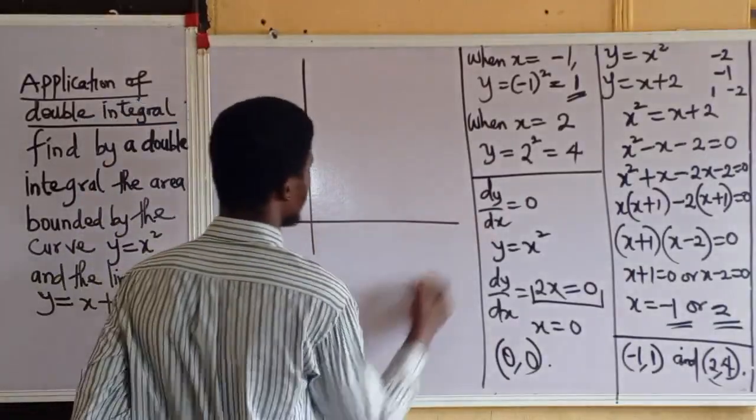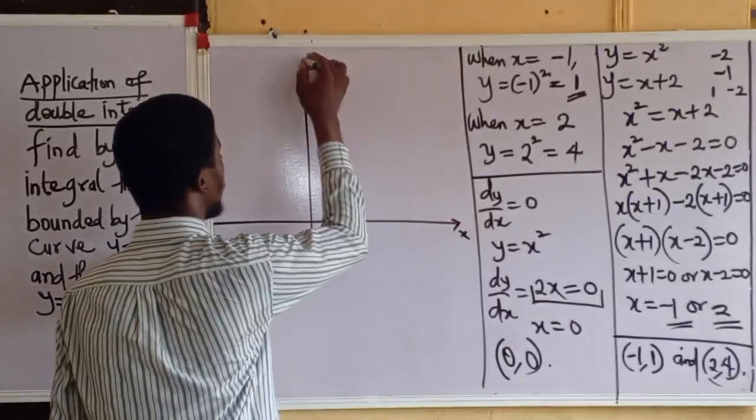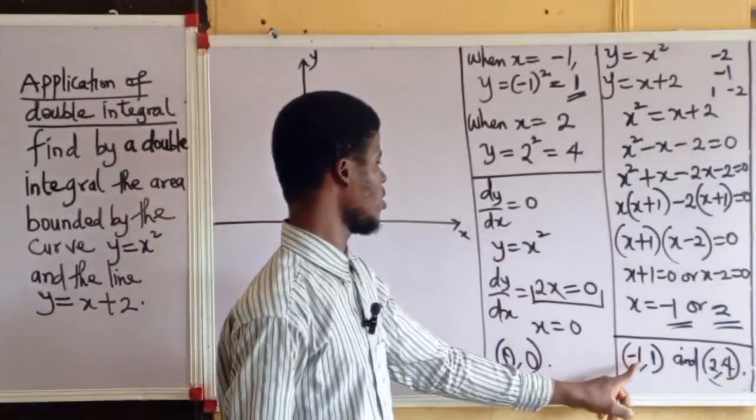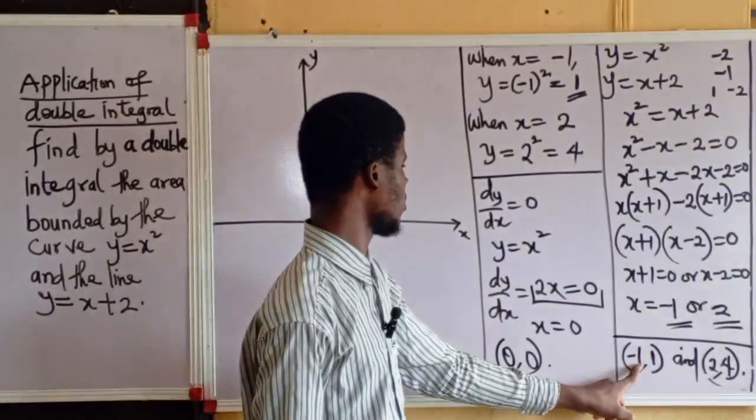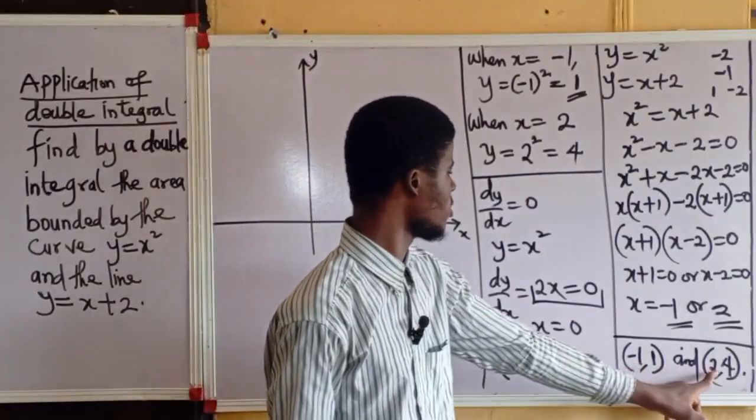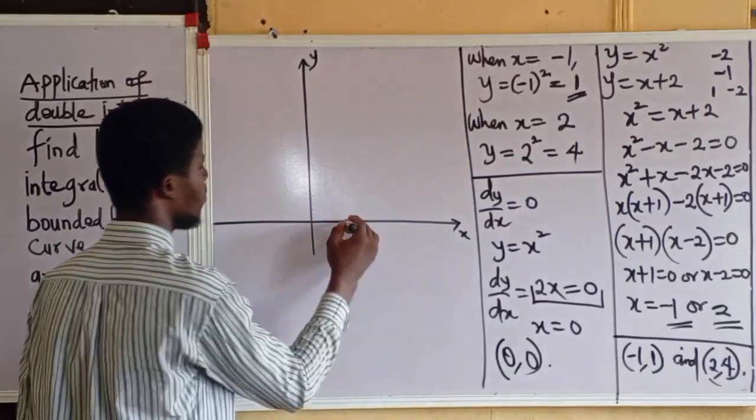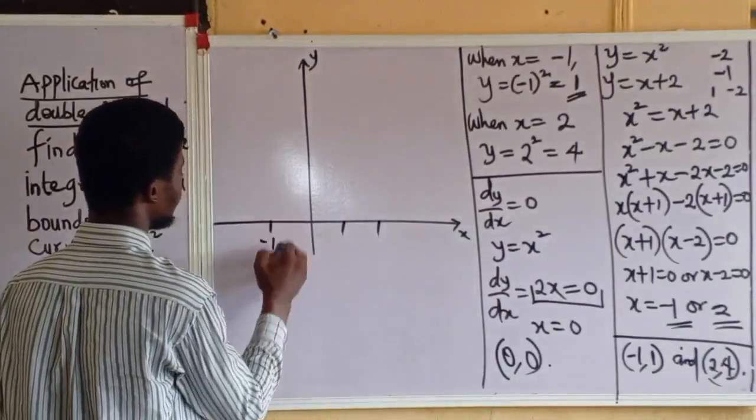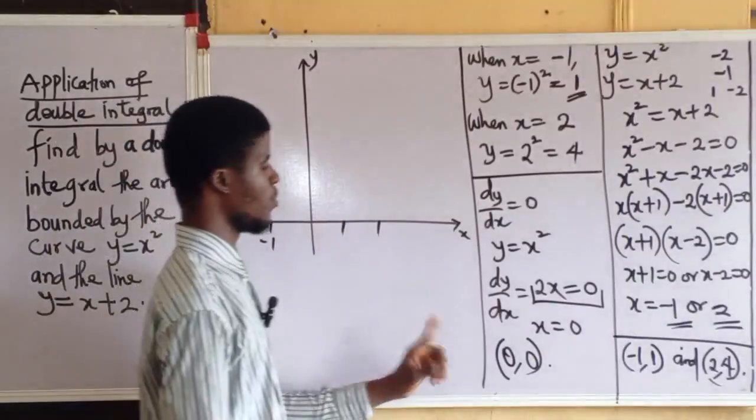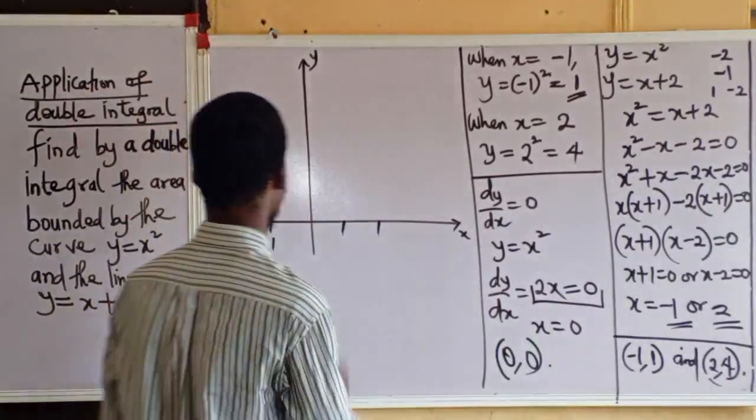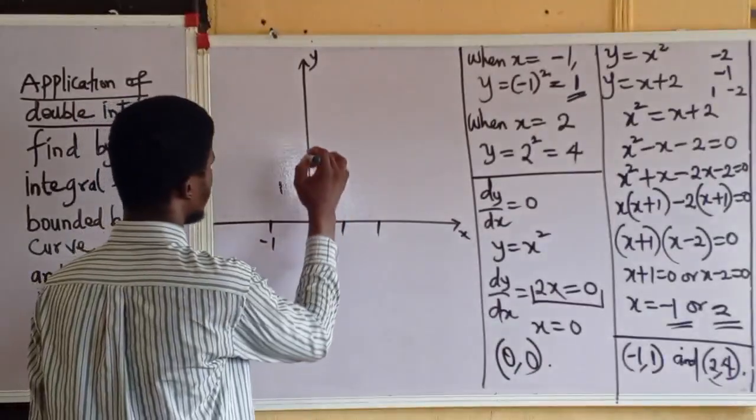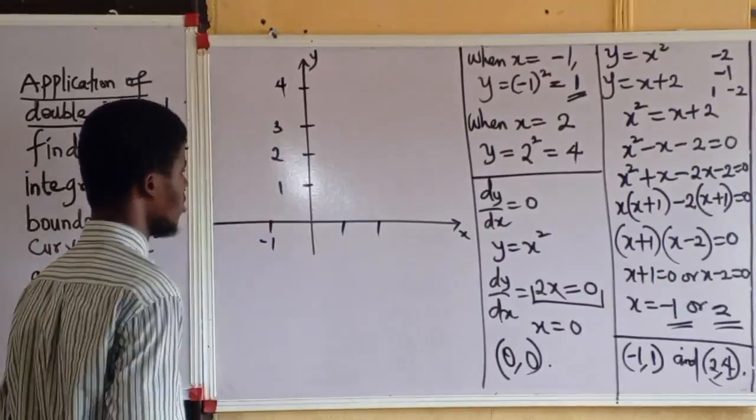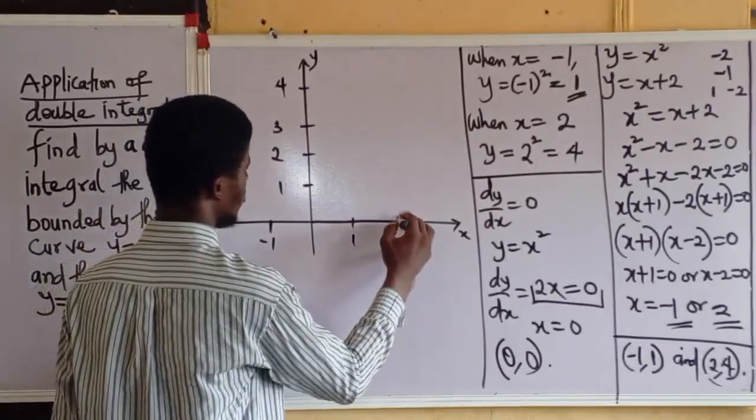So let's see. This is the x-axis and this is the y-axis. Let me look at the values. The most negative value of x is minus 1, and the most positive value of x is 2. So let's say I'm having positive 1 here, positive 2 here, and negative 1 for the x-axis. The most positive value of y is 4, so I'm saying 1, 2, 3, 4. It's a rough sketch.